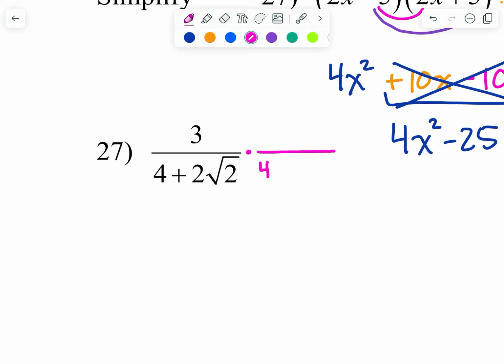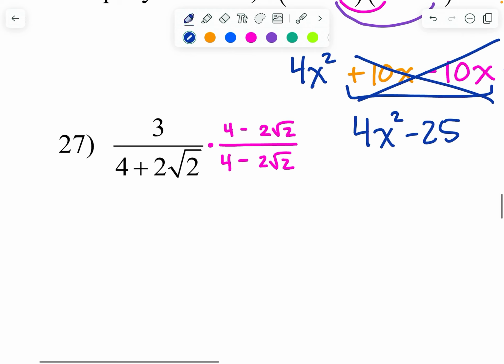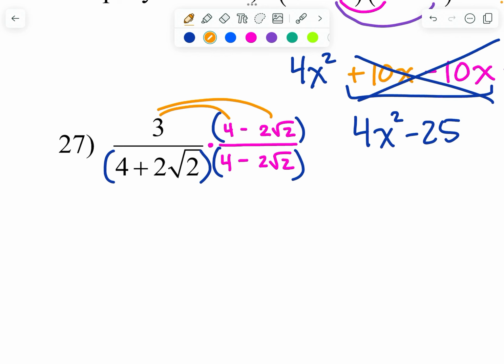So I'm going to copy the 4. I'm going to copy the 2 root 2. Of course, anything I multiply the top by, I also have to multiply the bottom by. It's a plus on the original, so I'm going to multiply by a minus. We did all those factor cancel ones, and I told you parentheses are helpful, so I'm going to do that. I'm going to put all my parentheses in. On the top, I'm going to go ahead and distribute.